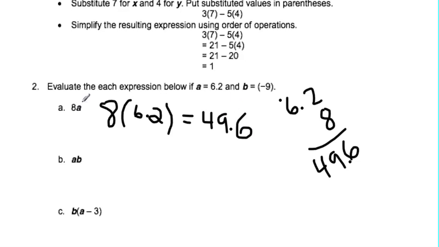Keep in mind, a represented some unknown value, but once we found out what that value represented, we could resubstitute that back in and evaluate it in the correct order of operations.